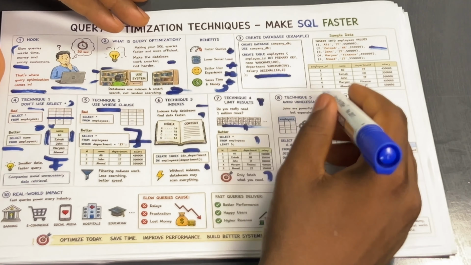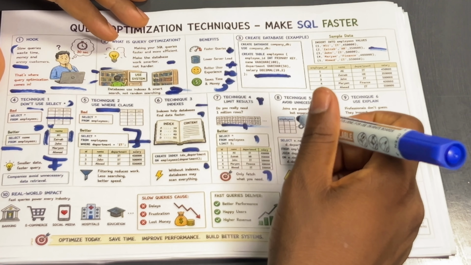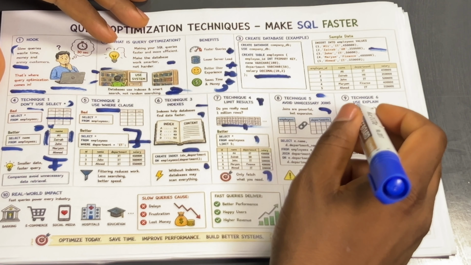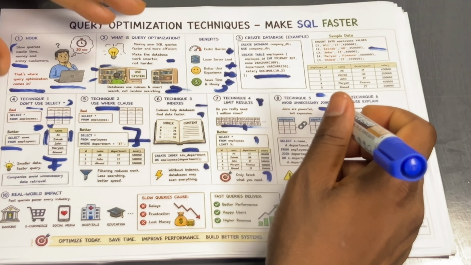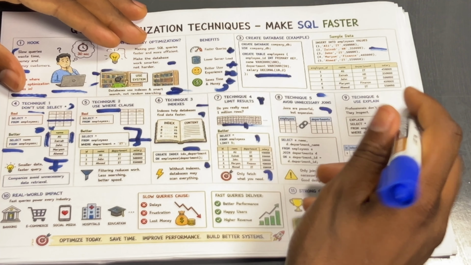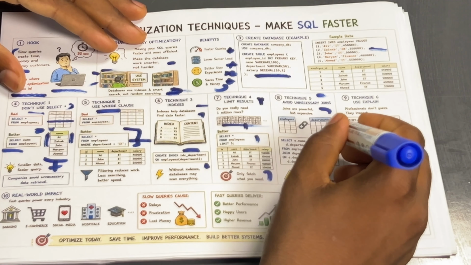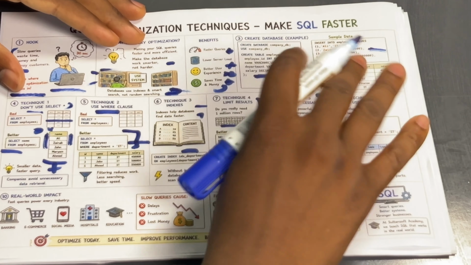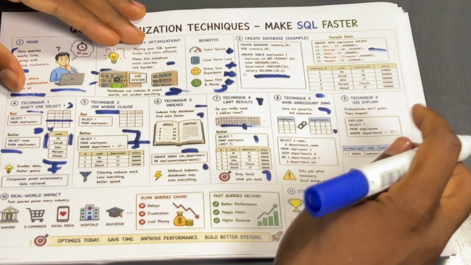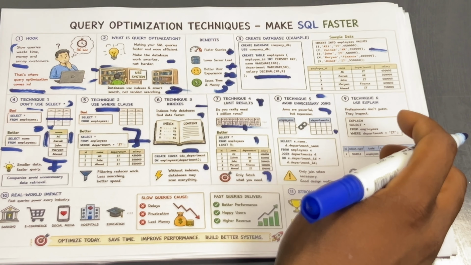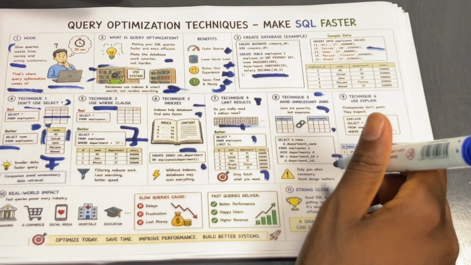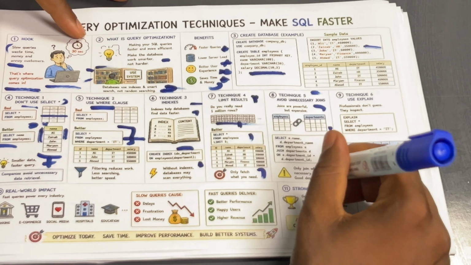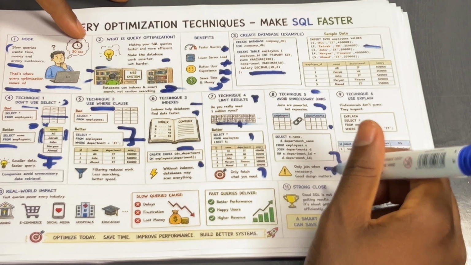Then let's move to technique 5, avoiding unnecessary joins. Yes, joins are powerful but expensive. If you join too many tables, your query slows down. Only join when necessary. Let's consider this example. Now you see, good design matters. Only join when necessary. Good design matters.